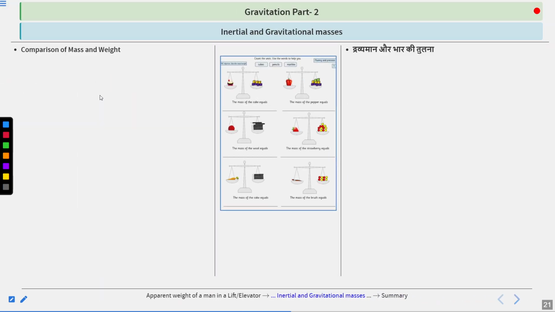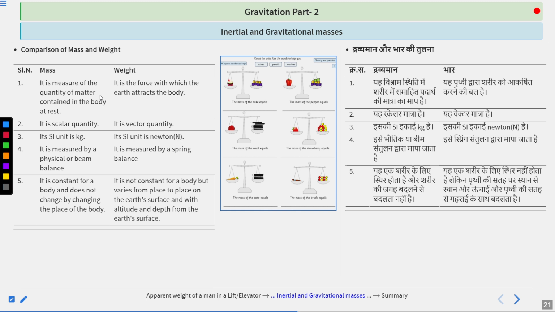Comparison of mass and weight. If we go by this, we could say mass is the measure of the quantity of matter contained in a body at rest. Weight is the force with which the earth attracts the body. Second, mass is a scalar quantity only having the magnitude, no direction. Weight is a vector quantity having both magnitude and direction. Mass SI unit is kg, weight SI unit is Newton. Mass is measured by a physical or beam balance. Weight is measured by a spring balance.